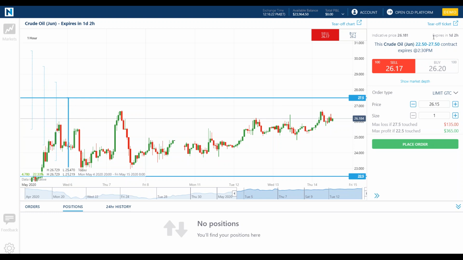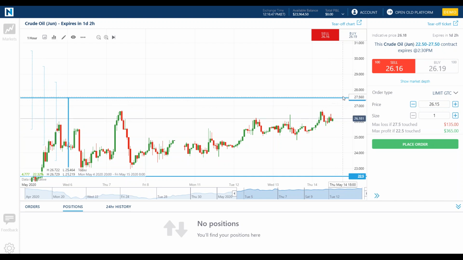Okay, it will settle in one day and two hours. Let's get that right. My profit or loss would be the difference between the level that I bought or sold and where it settles. So if I were to sell one here at 26.15, and it actually settles a little higher, I will have a little bit of a loss.